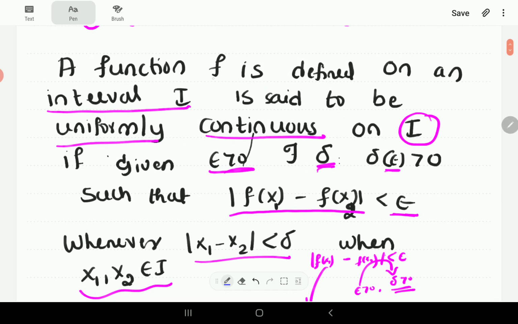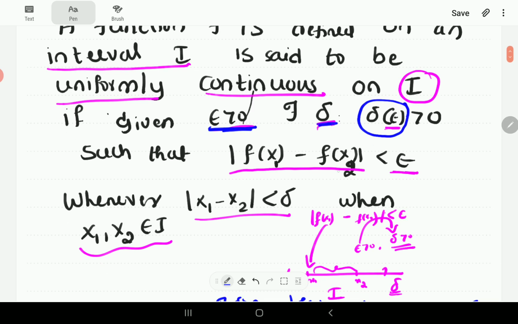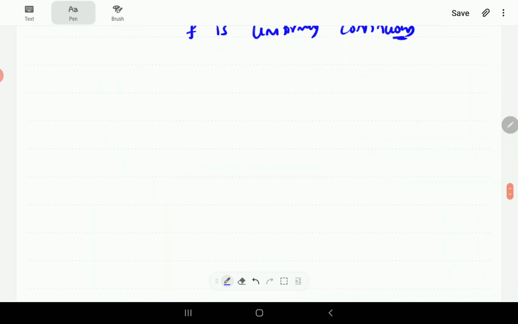So we are saying that f defined on an interval I is said to be uniformly continuous if for every epsilon greater than 0 there exists a delta, which I have specifically said depends only on epsilon, delta epsilon greater than 0, such that the difference between the functional values is less than epsilon whenever the difference between the 2 points on the interval is less than delta.